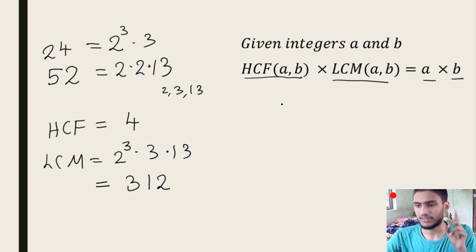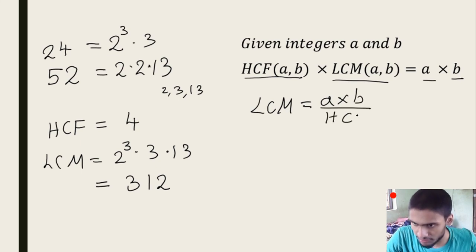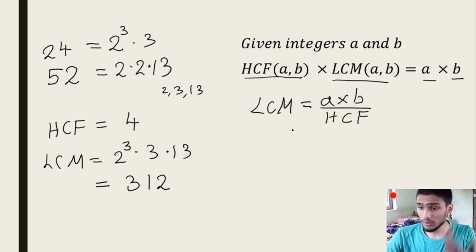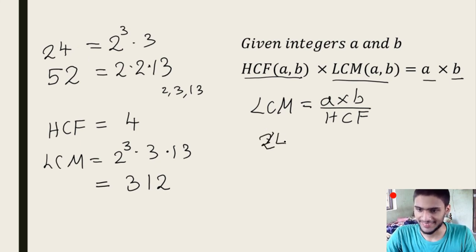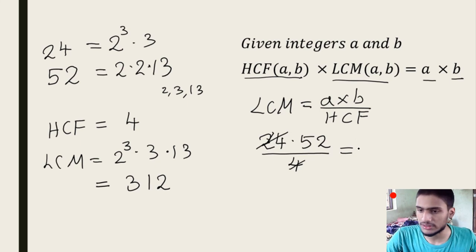But a simpler way, if you observe the formula, we can rearrange the formula and we'll get LCM equal to A into B by HCF. Now, if you just look at it, this becomes very easy. A into B, as you already know, is 24 into 52. And the HCF just happens to be 4. I don't even have to multiply them together first. I can actually cut 24 and 4 first, or 24 and 52 first, either one.